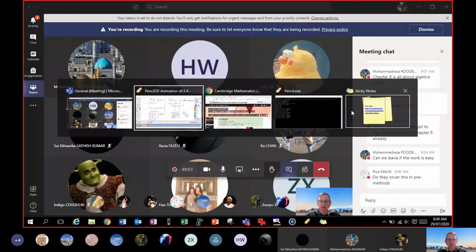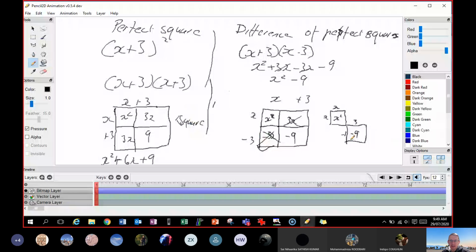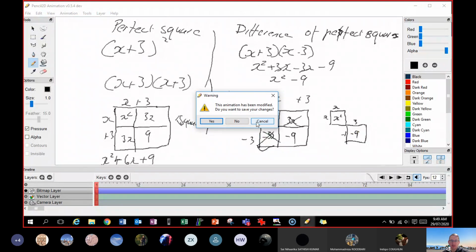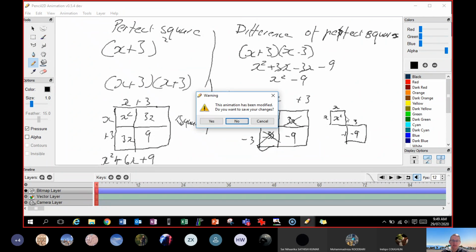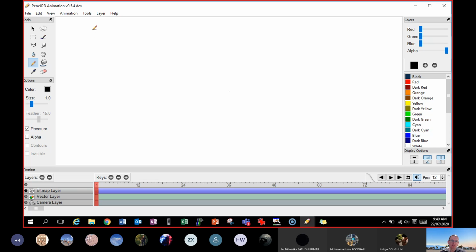They do cover this in pre-methods. So completing the square, I can show you guys that quickly, which is really easy. That is difference of perfect squares. So please make sure you copy that example down if you want to be extended even more. So why does this help? The hardest thing probably in methods for kids to do is to complete the square.